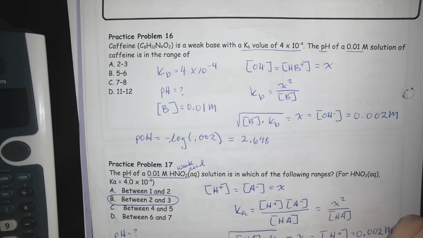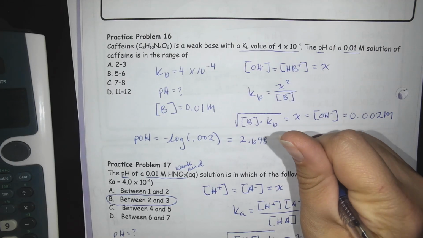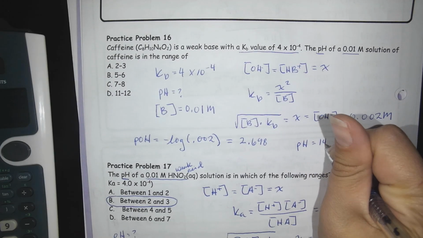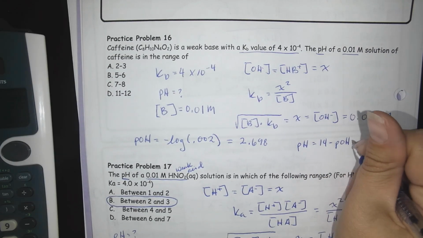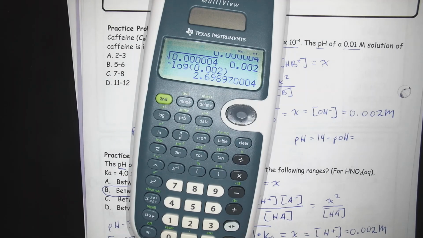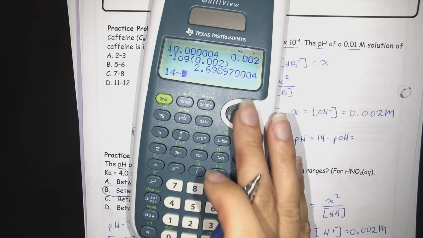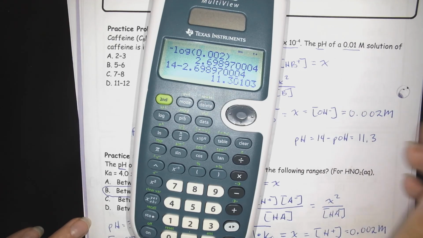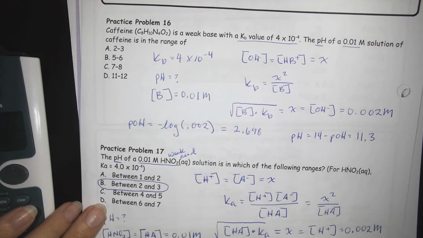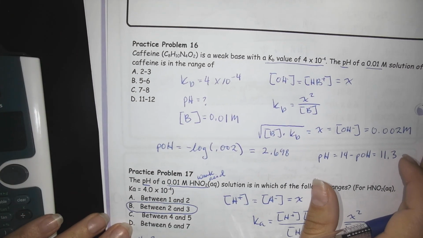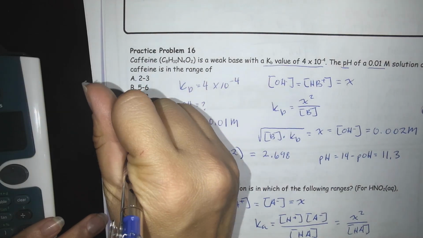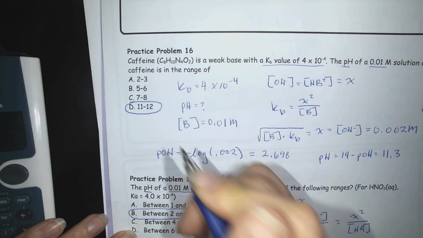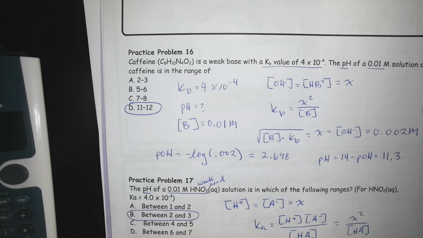And so the final step to get pH, we know that if we do 14 minus pOH, that will give us our pH. So 14 minus the pOH, our answer is 11.3. Okay, great. And so that means that our pH is in a range between 11 and 12.